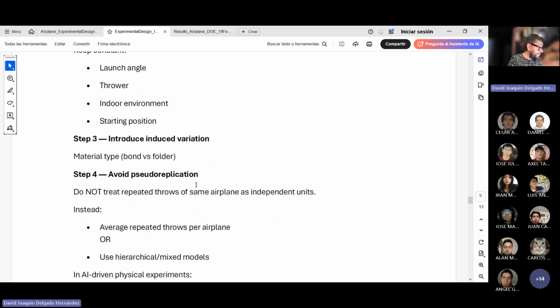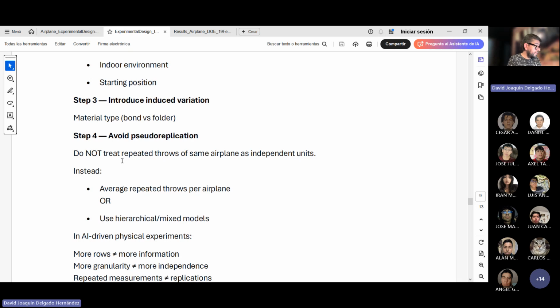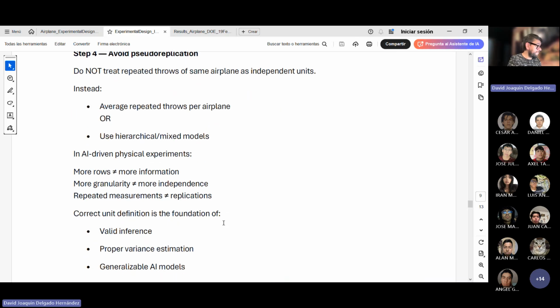Avoid pseudo replication. Do not treat repeated throws of the same airplane as independent units. Instead, average repeated throws per airplane or use hierarchical mixed models. Okay? In artificial intelligence, more rows does not equal more information. So if I have more rows, it doesn't mean that I have more information. More granularity doesn't mean more independence, and repeated measurements doesn't imply more replication.